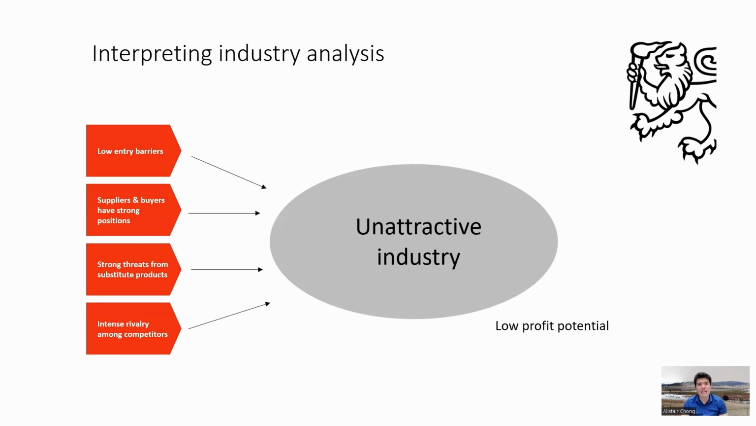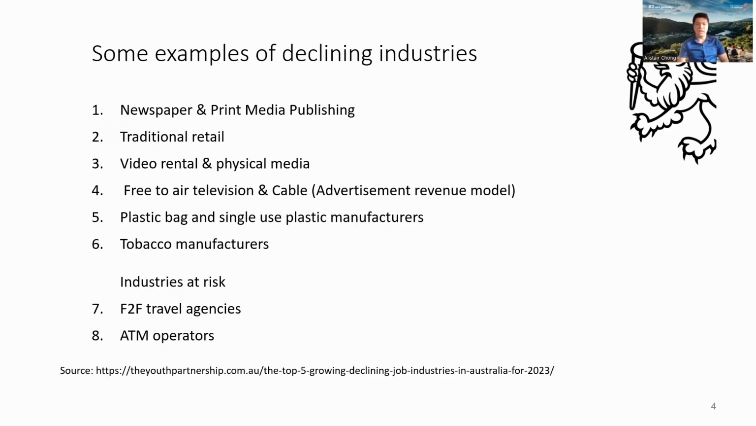And you can see here that this is going to lead to a low profit potential, because if you're selling what everyone else is selling, what makes you different? So when we talk about some of the declining industries currently, we think about newspaper and print media publishing being a big change that's happened, with a lot of newspapers kind of going out of fashion a bit or switching to online media. Traditional retail, walking into shops, whether that be here in Tasmania, whether that be even in China.